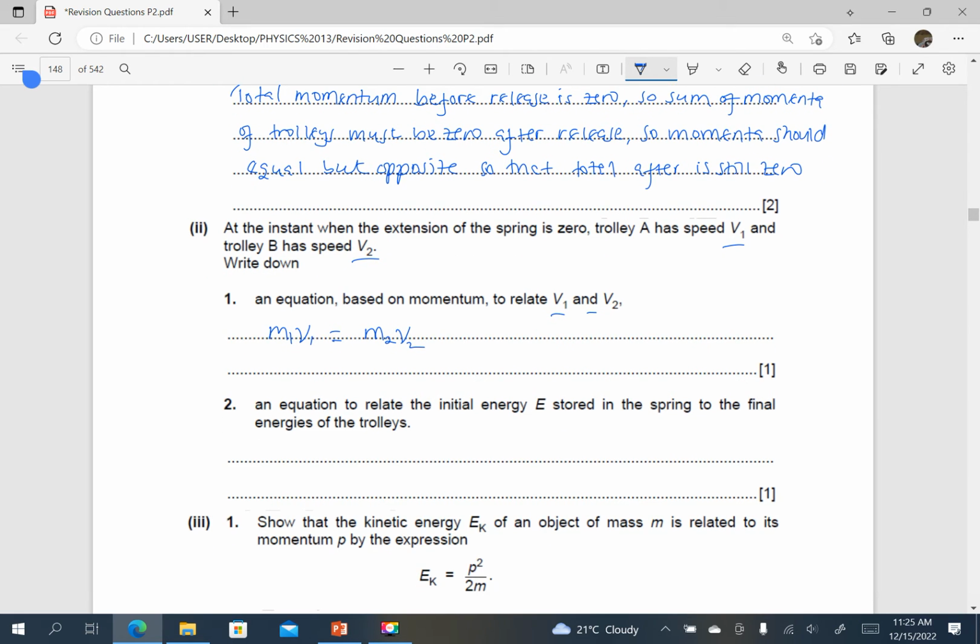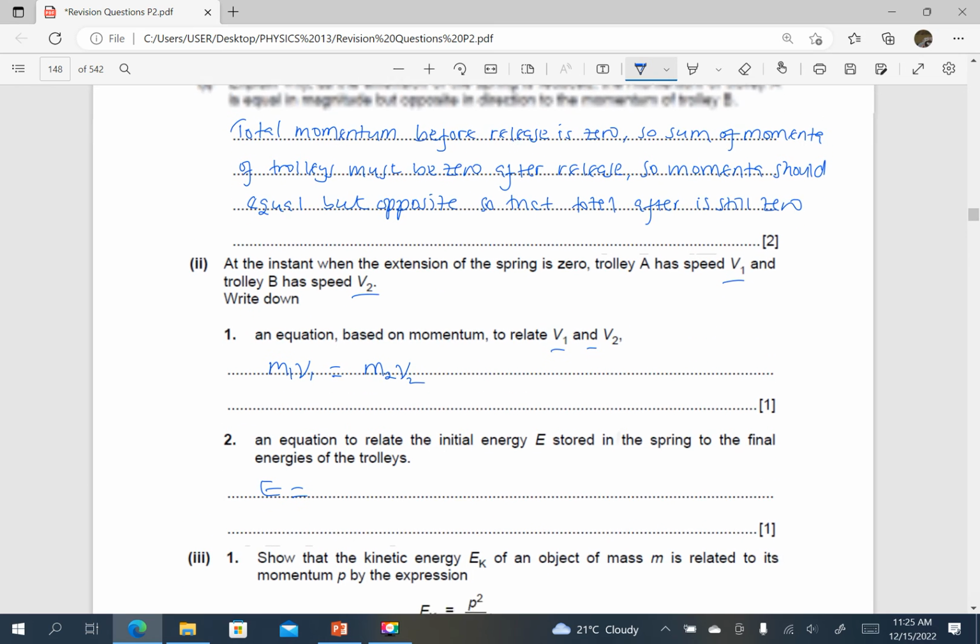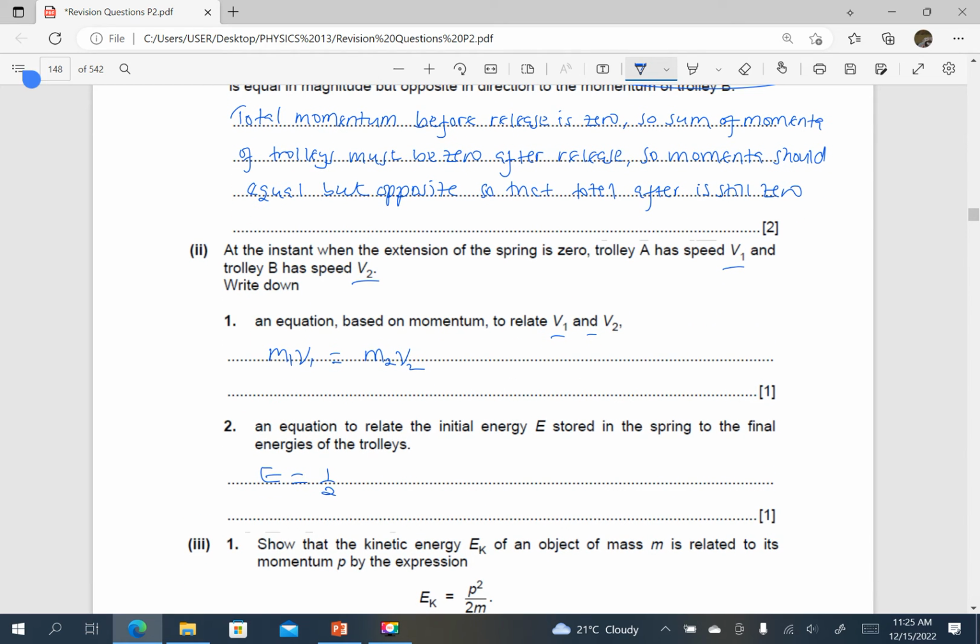Then write down an equation to relate the initial energy stored in the spring to the final energies of the trolleys. So initial energy stored in the spring E is equal to the final energies, so that is going to be kinetic, a half m1 v1 squared, plus a half m2 v2 squared. For speed we do not put a minus, because energy is a scalar quantity.